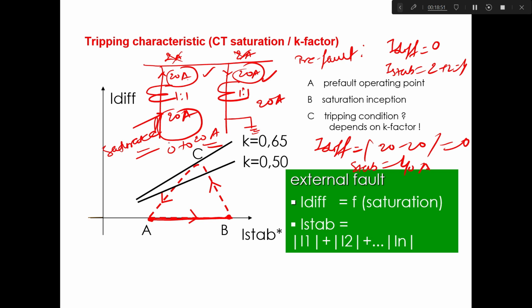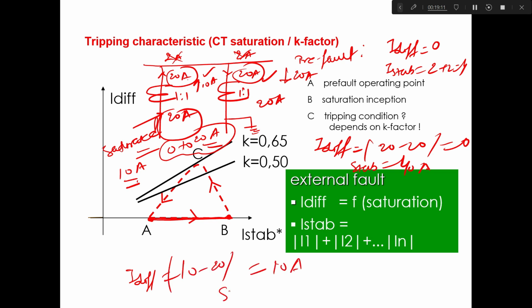Now suppose the CT saturated to some mid value and your available current will be 10 ampere. This 10 ampere current is going through this relay side, while this side current is 20 ampere. So the differential current, I differential, will be 10 minus 20, magnitude only, so it will be 10 ampere, and the stabilization current will be 10 plus 20, which is 30 ampere. If you compare from this up to this, your stabilization current has reduced from 40 to 30, while the differential current has increased from 0 to 10.